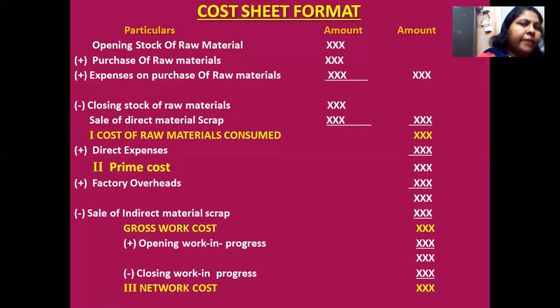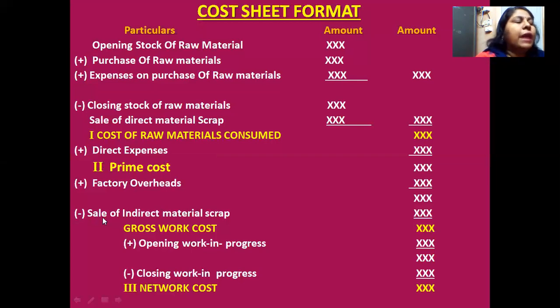What are the direct expenses? The direct expenses can be given in the form of direct labor, direct wages, direct expenses, productive wages. These are all the best examples I can give you. Okay. So once you identify the direct expenses, you can calculate the prime cost.